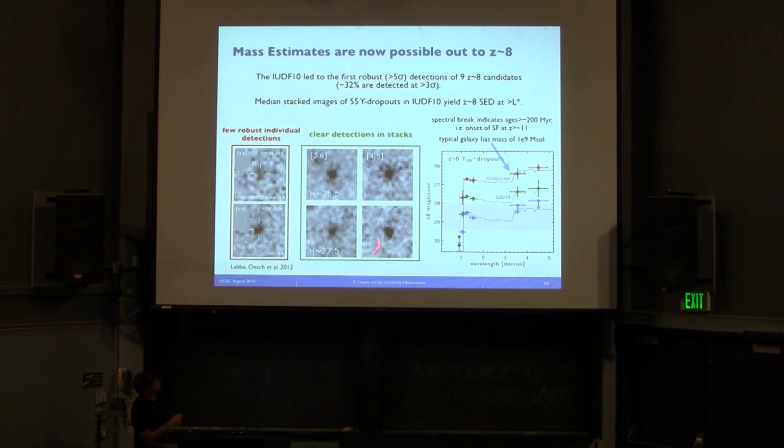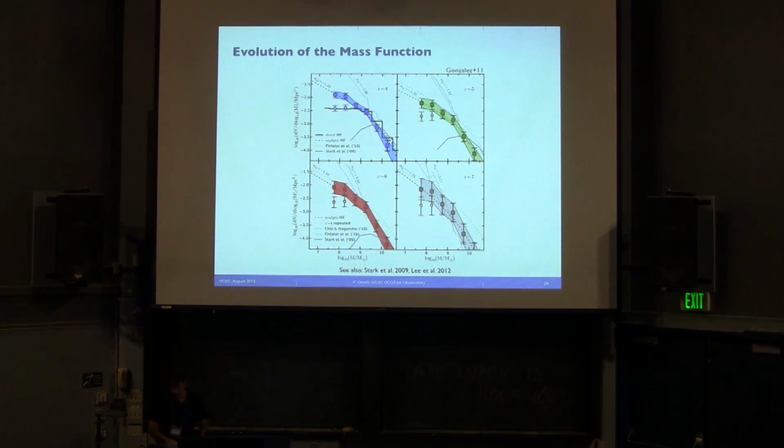And then for the others, we can, of course, do stacking. And you see clear detections in both filters. And so you can get the constraints on the spectral energy distribution at redshift 8. And so we find that a typical galaxy at these redshifts has essentially about 10^9 solar masses already. It's an L-star galaxy. We can then, of course, also constrain stellar mass functions, that was done with Valentino Gonzalez.